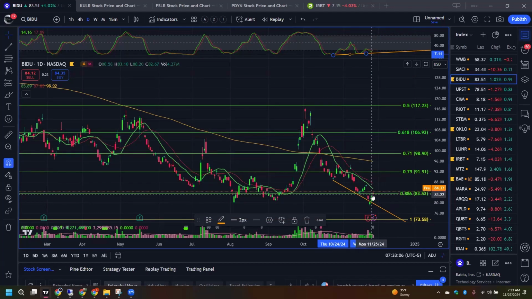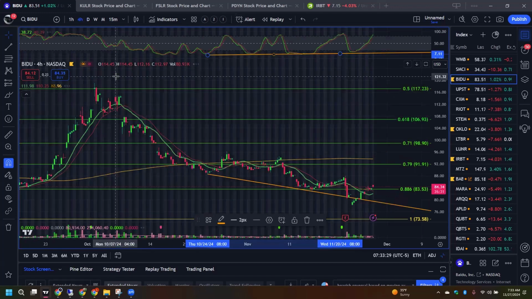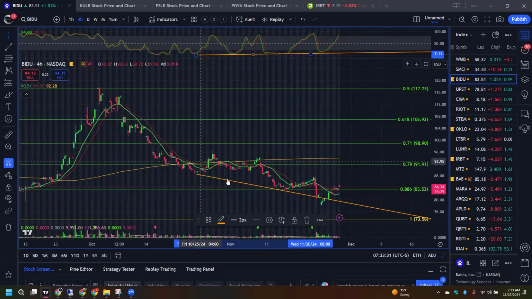On this chart, we're above my .886, which means that should now act as support. My resistance will be my 14 and my 21, and we could say they're at 85.36 and 87.40. So somewhere between those lies my resistance. I'm going to drop down to the next time frame to get a closer view.